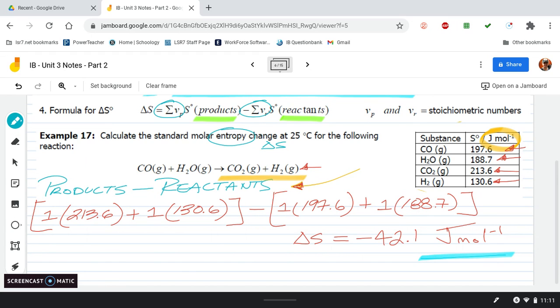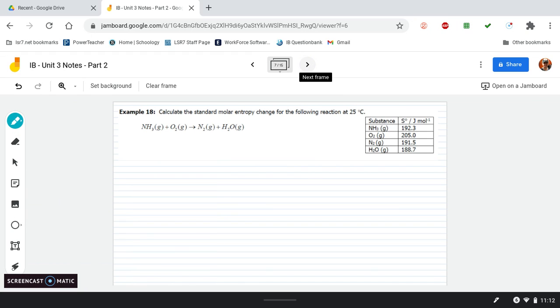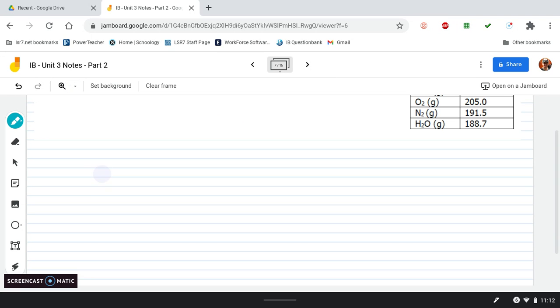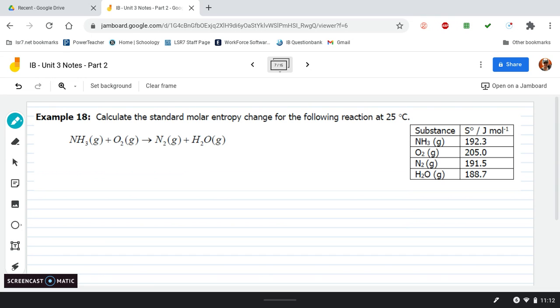So products minus reactants, products minus reactants. So if you can remember products minus reactants, you're going to do fine. Okay, try this one on your own. Pause the video and go ahead and work this one on your own. Same kind of thing. Just make sure that you do balance before you do everything, because this one is not balanced. So I'm just going to point out that you do need to go ahead and balance this one. All right, off you go.